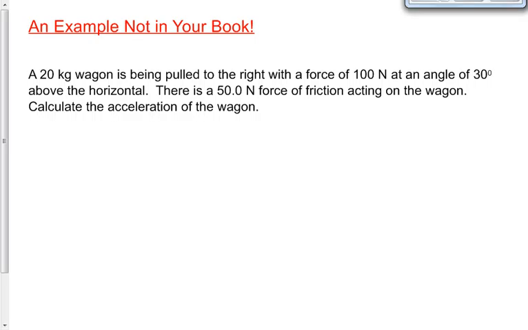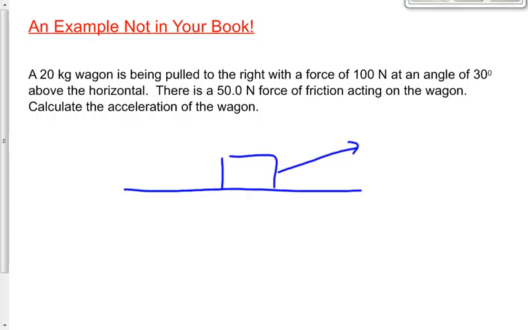Okay, let's take a look at it now. It says a 20-kilogram wagon is being pulled to the right with a force of 100 newtons at an angle of 30 degrees above the horizontal. There's a 50-newton force of friction acting on the wagon. Find the acceleration of the wagon. That doesn't sound too hard. Here's the wagon. It's being pulled this way at an angle of 30 degrees above the horizontal, and that force is 100 newtons. We'll call that FA. FA is 100 newtons. There's a force of friction acting at 50 newtons.